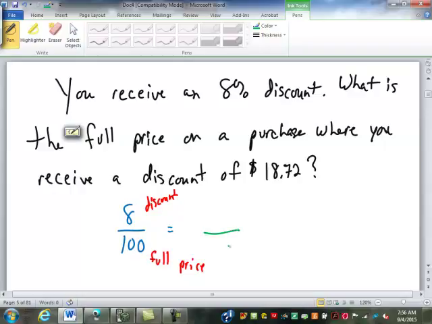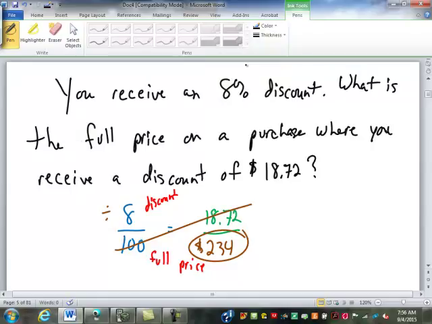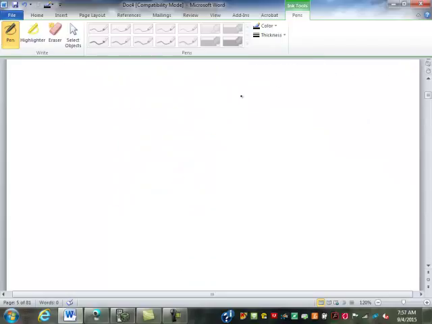What goes over here then? 18.72 goes on top. So then we'll cross multiply. 100 times 18.72 divided by 8 is 234. $234. Perfect. Now I mentioned it's very important to label what the 100 represents as well. And let me show you why. Let's say you receive a 6% discount.